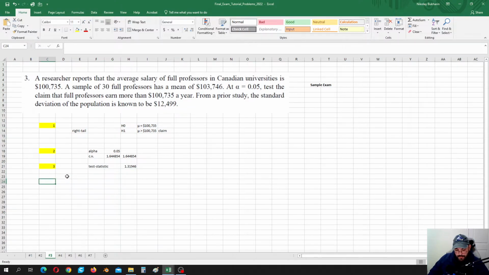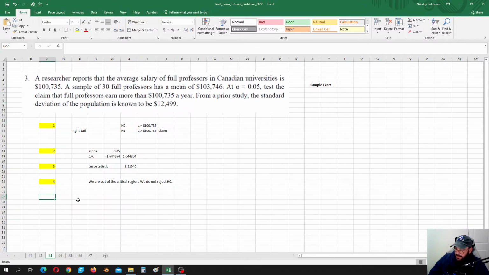So this is step number 4. We are out of the critical region, so we do not reject H0. We don't reject H0.